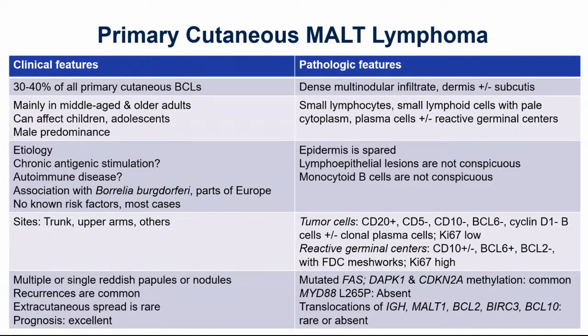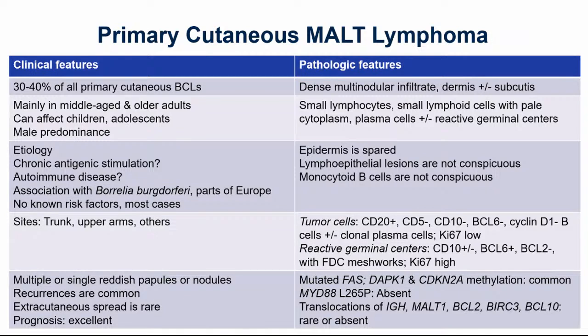As far as pathologic features, one sees a dense multinodular infiltrate involving the dermis. Sometimes the subcutaneous tissue is also involved. One sees at high power small lymphoid cells with pale cytoplasm. Plasma cells are often present, and there may be small reactive germinal centers. The epidermis is typically spared. Lymphoepithelial lesions are not a conspicuous finding, and monocytoid B cells, such as you might see in MALT lymphomas, say in the salivary gland, are also not conspicuous in cutaneous marginal zone lymphomas.